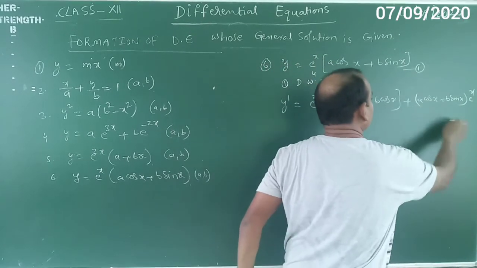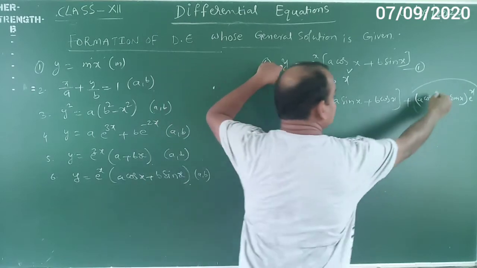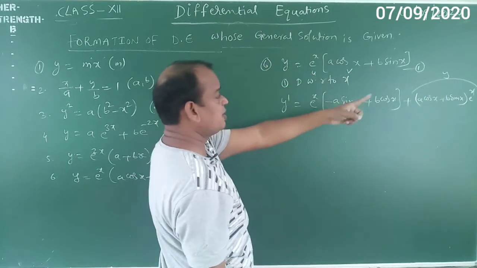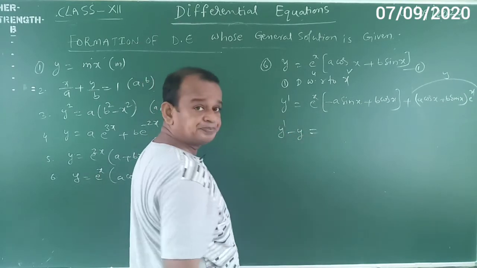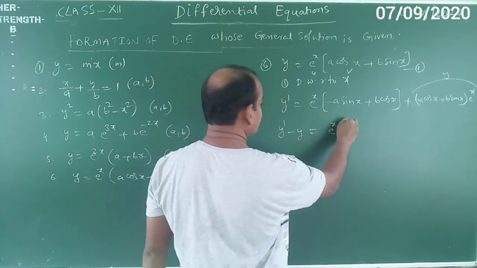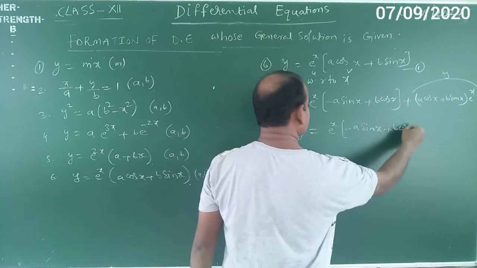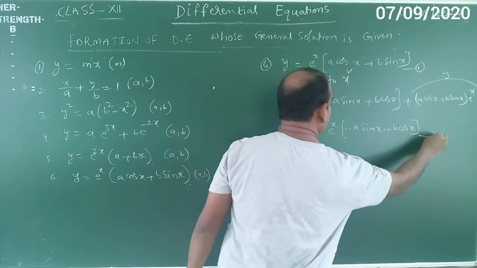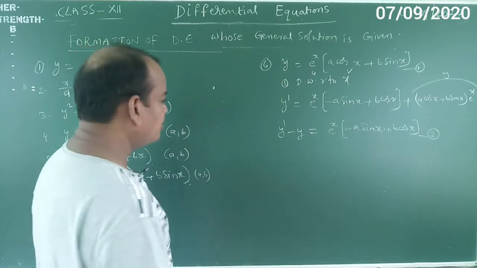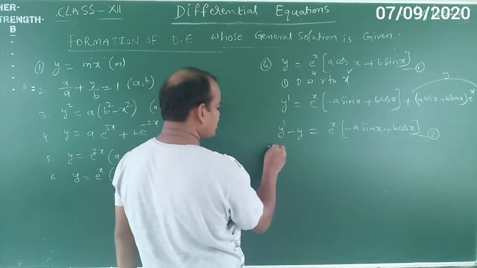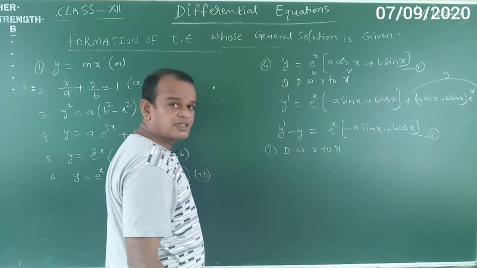Now observe that this is the total. What about this? This value is y, must be y or not? Yes, that is plus y. This side minus y. y' - y is equal to e^x into (-a sin x + b cos x). This is equation number 2. Observe that carefully, my dear students. Okay. Now again differentiate with respect to x.